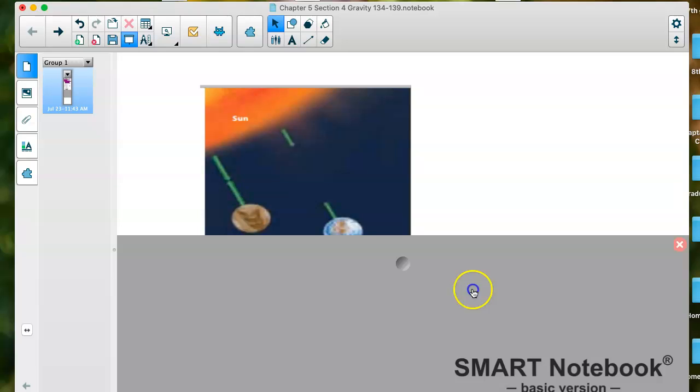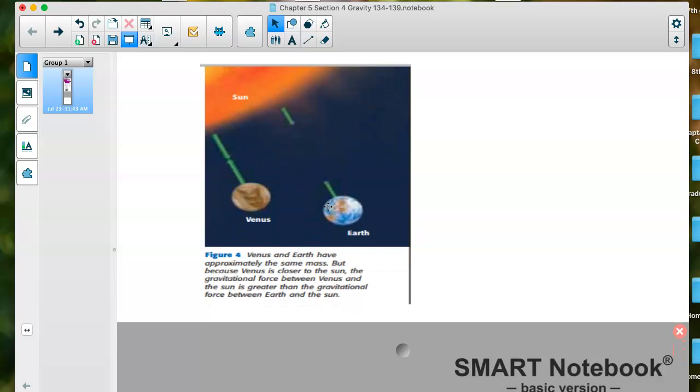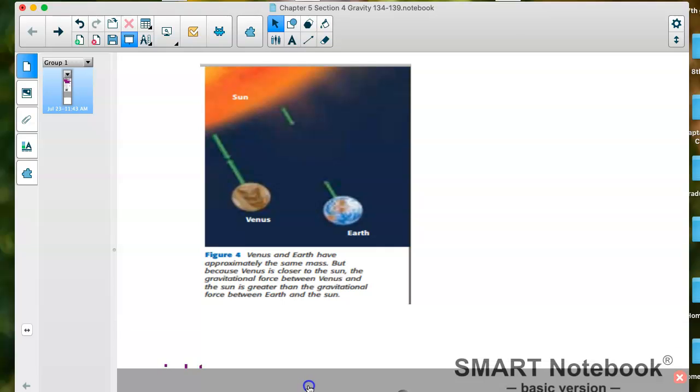And then the big thing too that I think is always important to note is that Venus and Earth are about the same mass, all right? But Venus is closer to the Sun. So the gravitational force between Venus and the Sun is going to be greater than it is with the Earth and the Sun. That's an example of what we were just talking about, where we're talking significant distance.